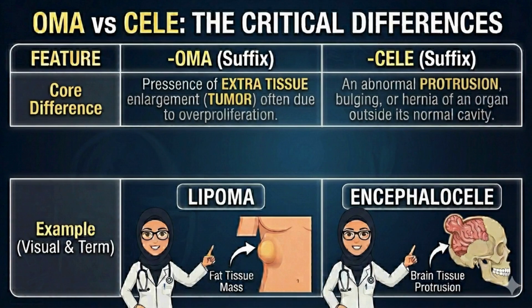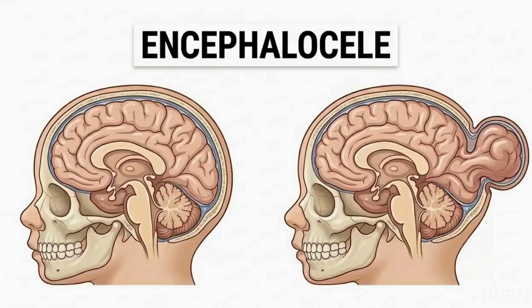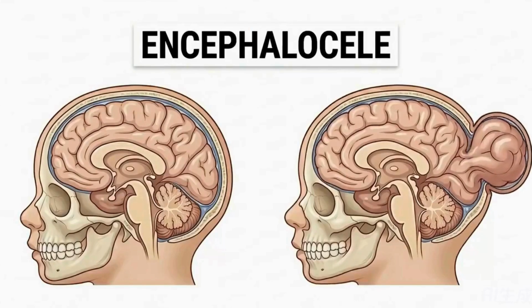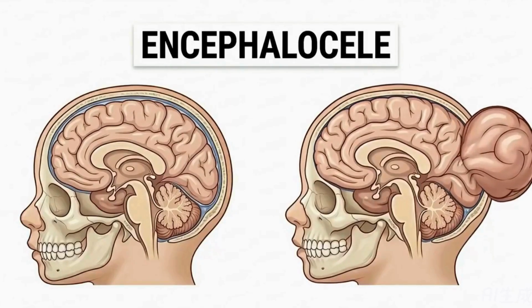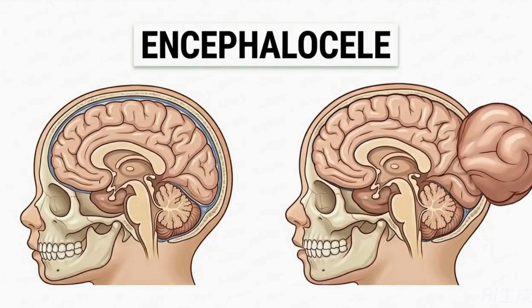In an oma, there is usually an overproliferation of cells, extra tissue. However, in a cele, the organ itself might be normal, but it has protruded or pushed outside the space where it belongs. For example, this brain tissue, as you can see here in this image, this is not a mass of extra cells or extra tissue. This is a normal brain, but it has protruded outside of its normal cavity.